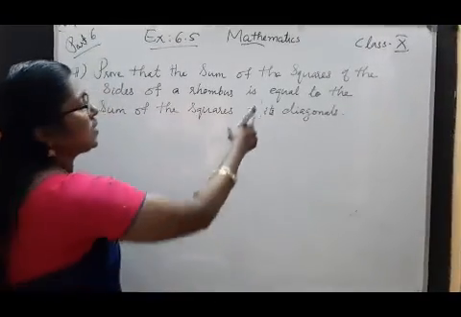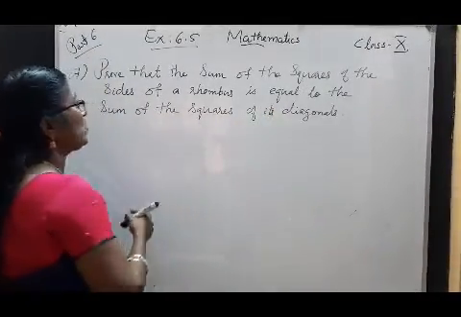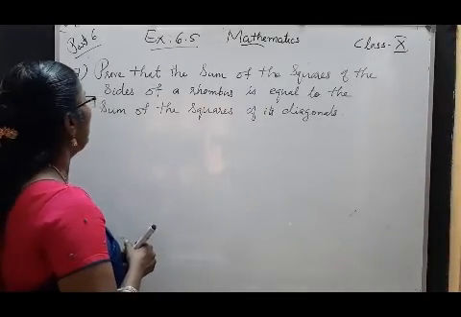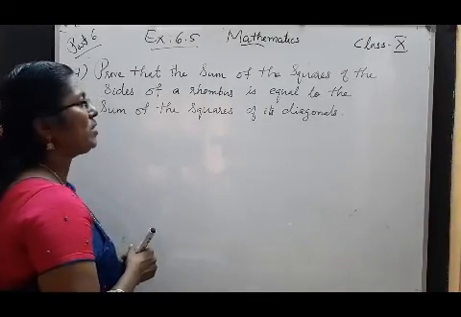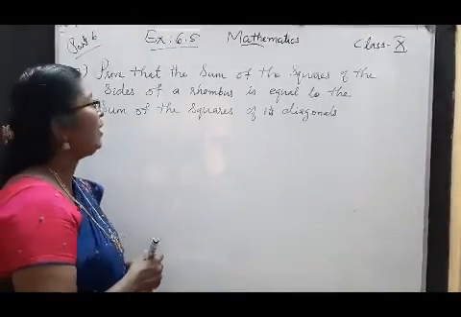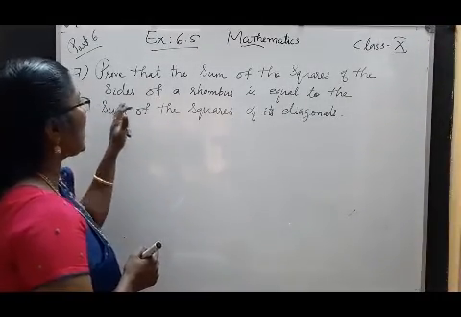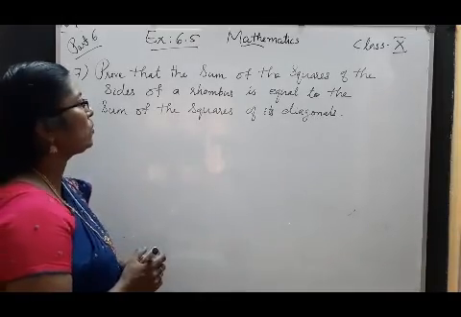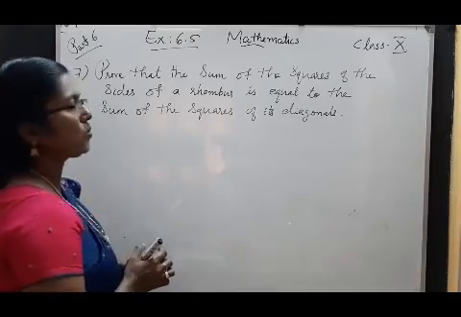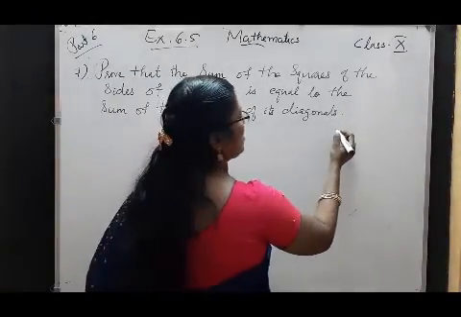Okay. Next question, question number 7. Prove that the sum of the squares of the sides of a rhombus is equal to the sum of the squares of its diagonals. I repeat. The sum of the squares of the sides of a rhombus is equal to the sum of the squares of its diagonals. Then what is a rhombus?